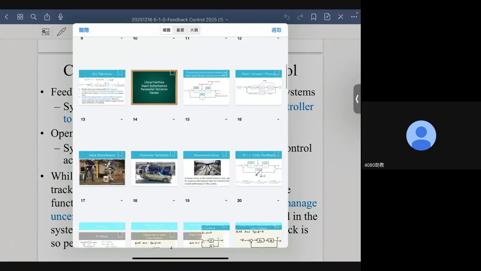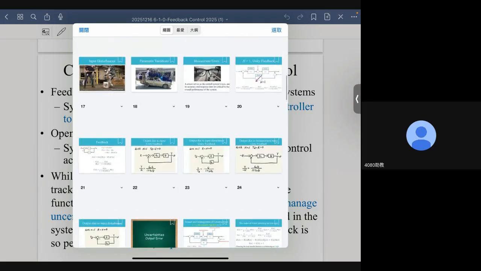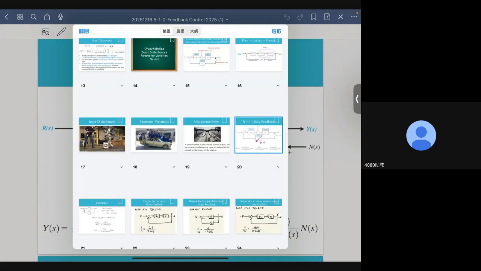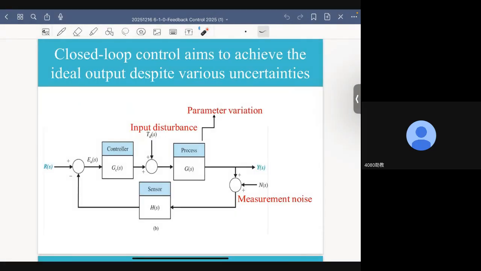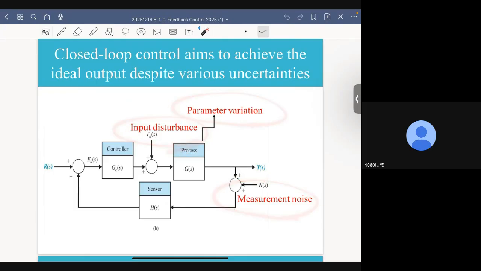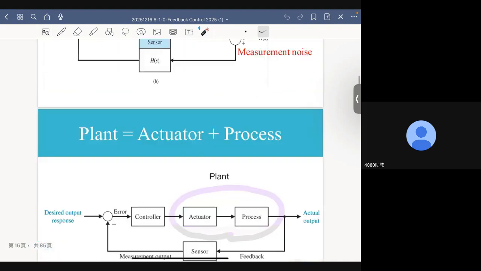Now, in the framework of automatic control, what uncertainties do we need to manage? Input disturbance, parameter variation, and finally, measurement noise.